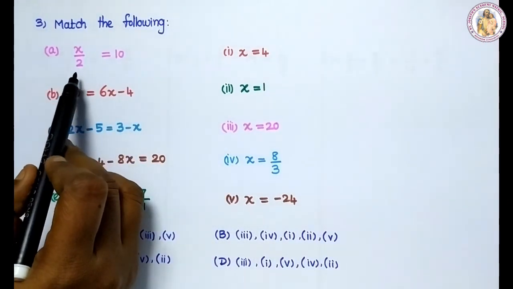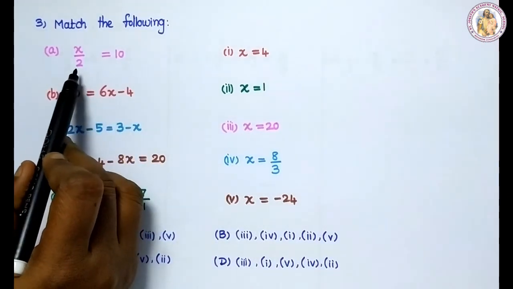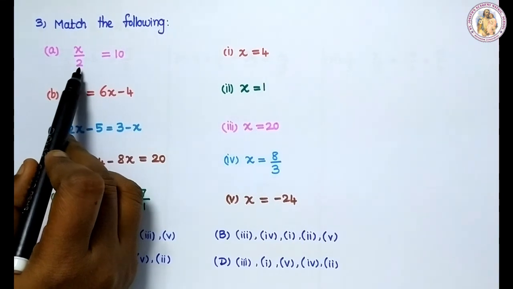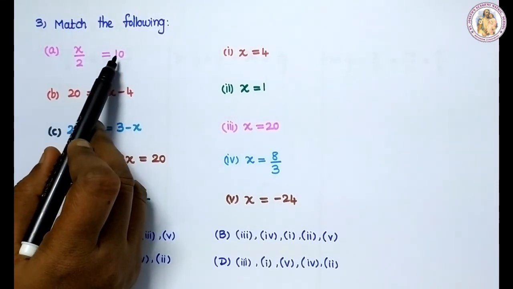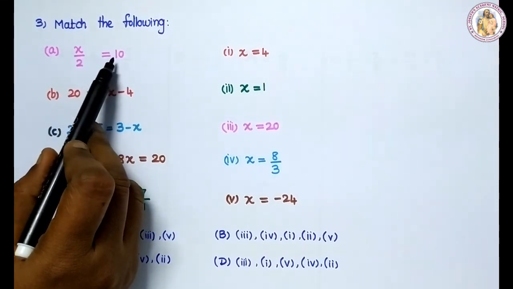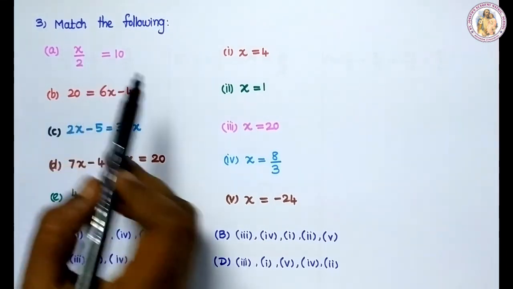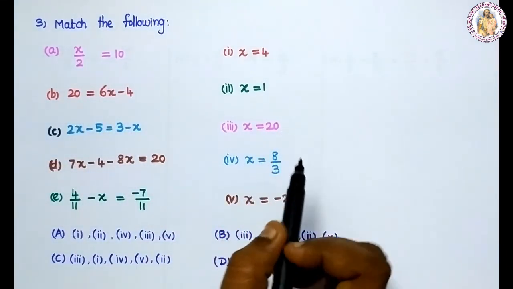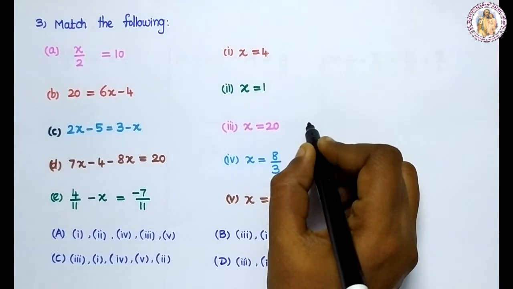Third sum, match the following. x by 2 equal to 10. 2 is in division, so it becomes multiplication. So 2 into 10, 20. x equal to 20. That is the first one. It is A.